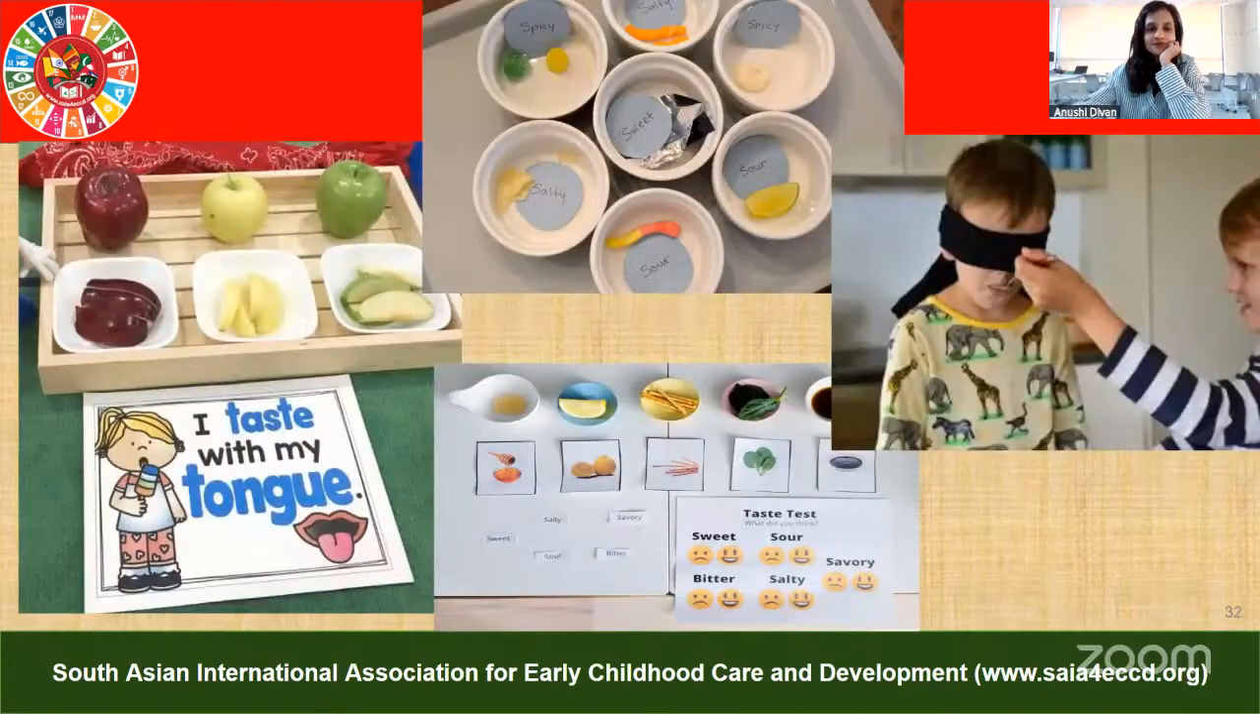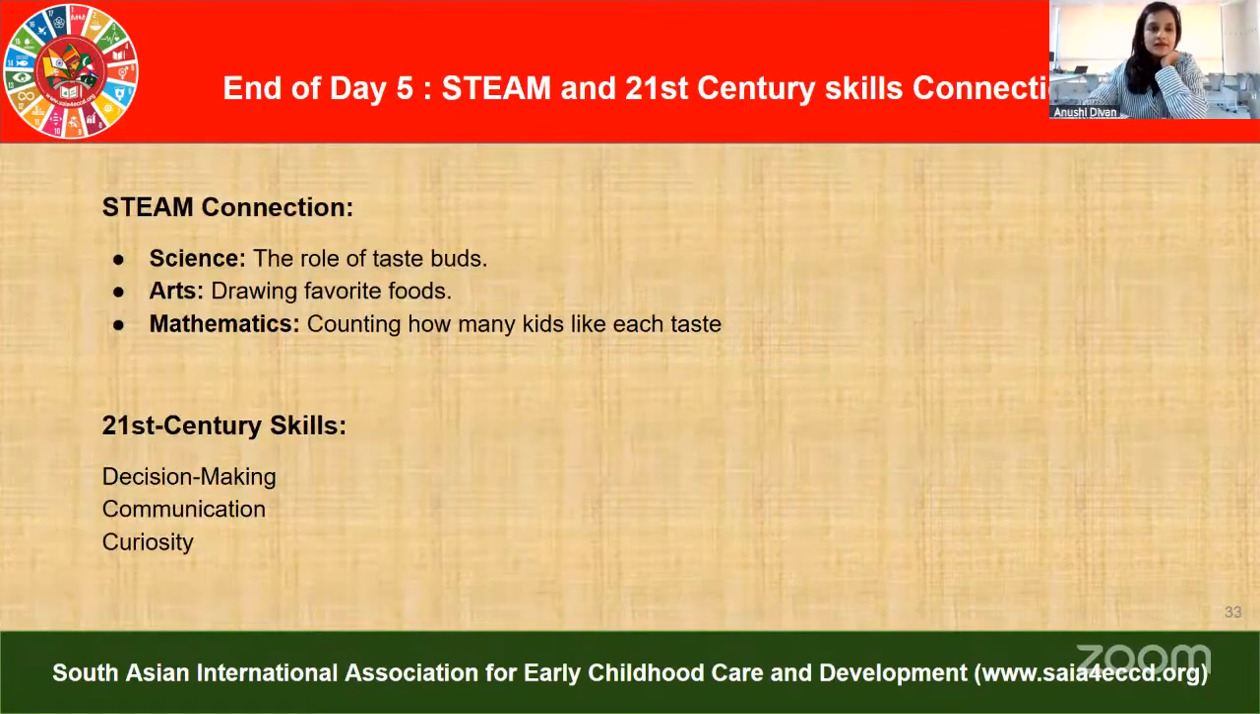Again, this is something that you can do. You can always have posters like this, and then different foods kept: spicy, salty, sour, sweet. Again, different foods kept over here, and then you can maybe blindfold one person and ask the other child to put some food into the blindfolded child's mouth, and then ask them to discuss. Again, decision making, communication, curiosity, a lot of skill development through this activity.